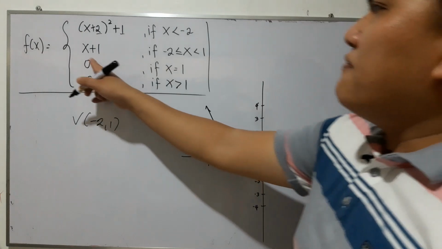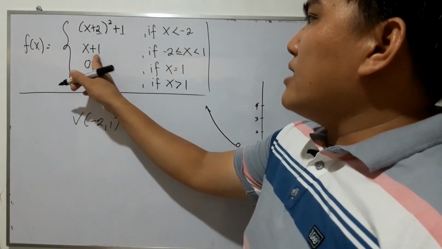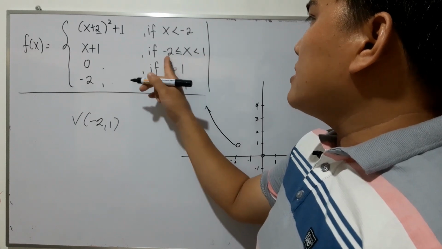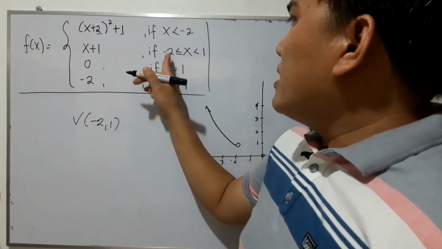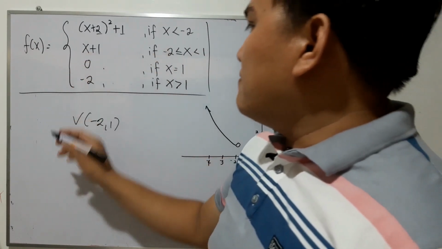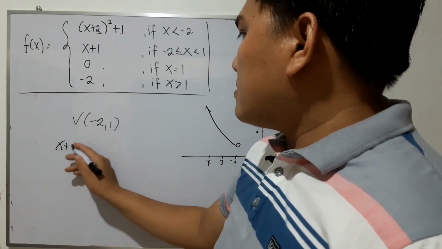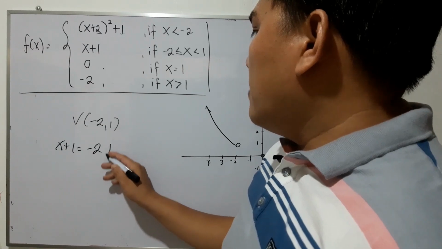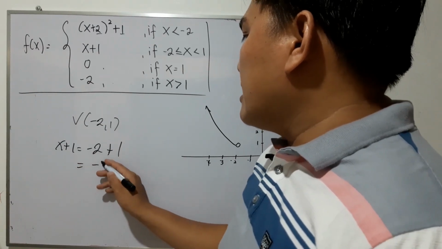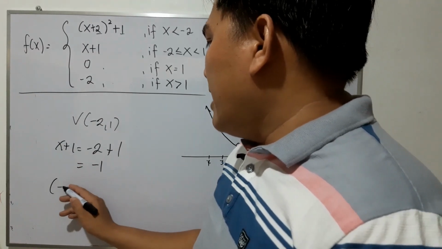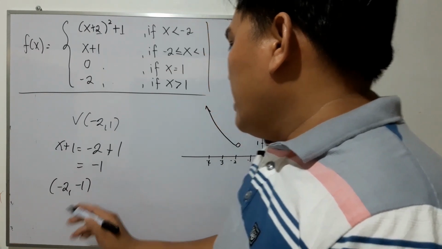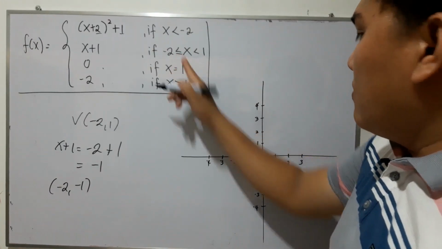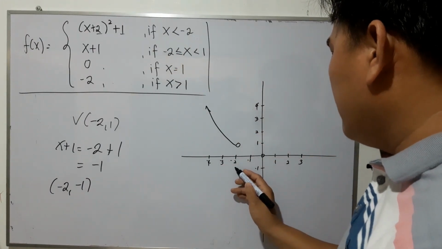How about x plus 1? This is a linear function, so we're expecting a line here. We need 2 points, and we better use the endpoints. So let's use negative 2. If x is negative 2, x plus 1 is negative 2 plus 1, that's negative 1. So we have negative 2, negative 1, and that is included.